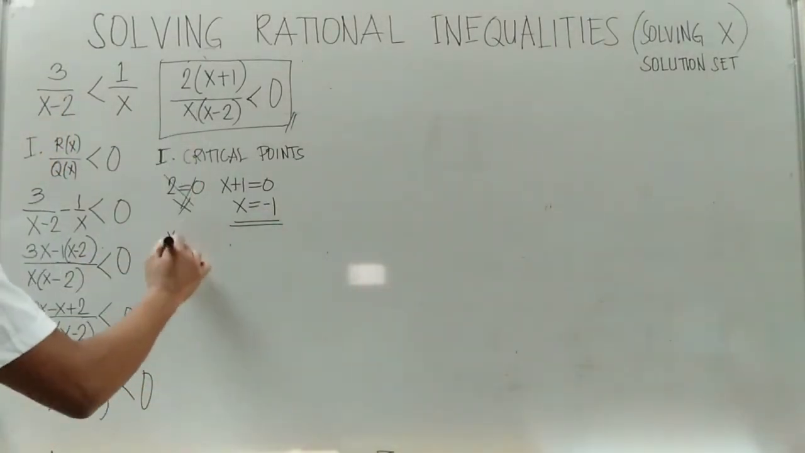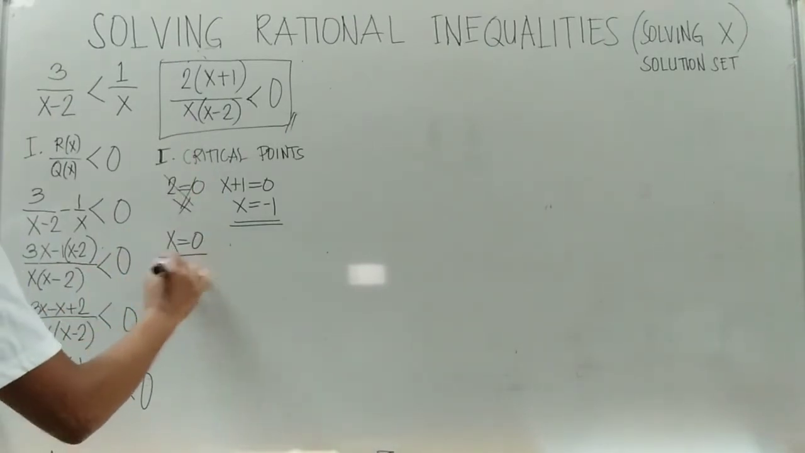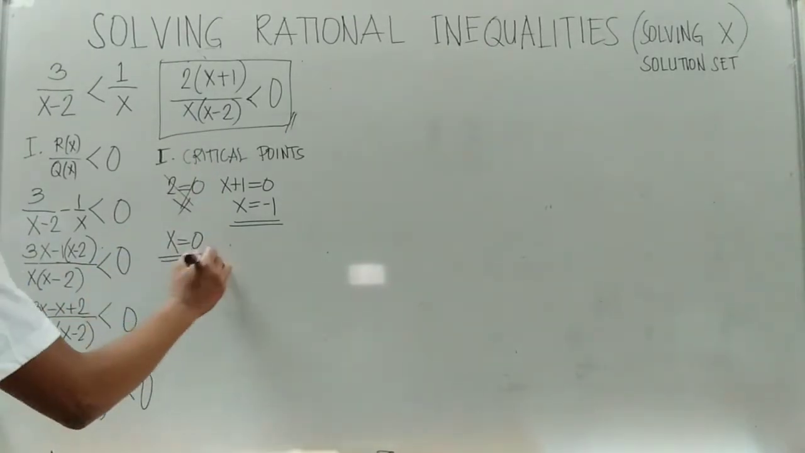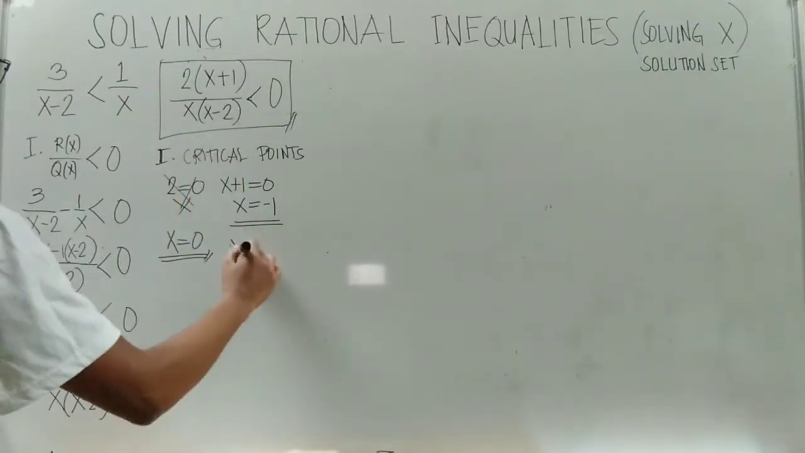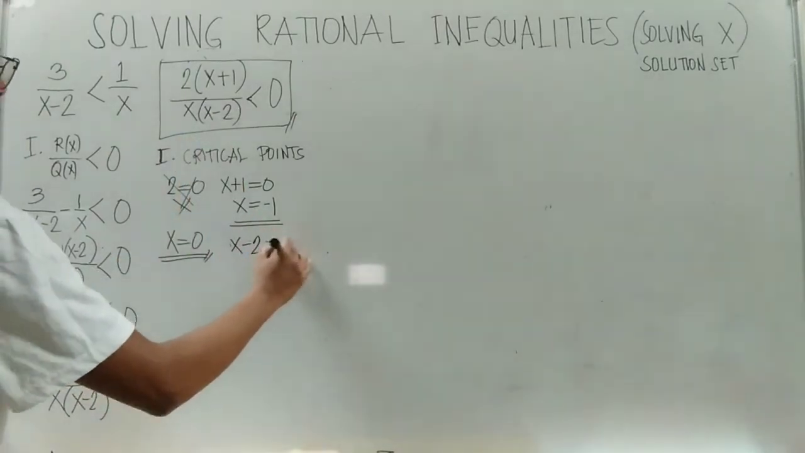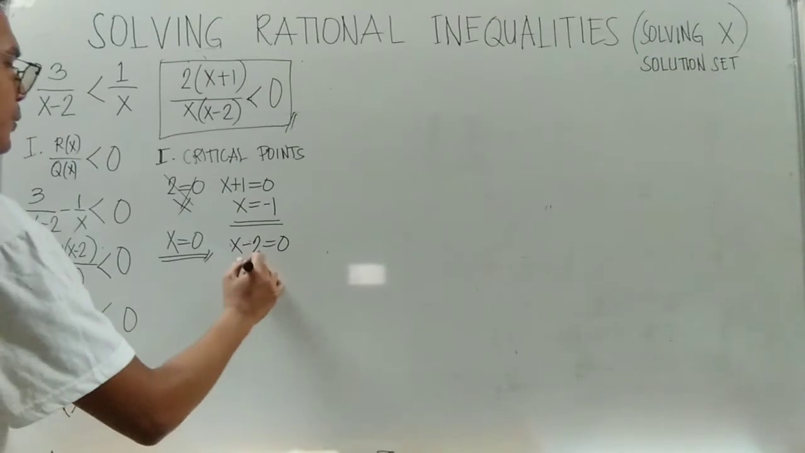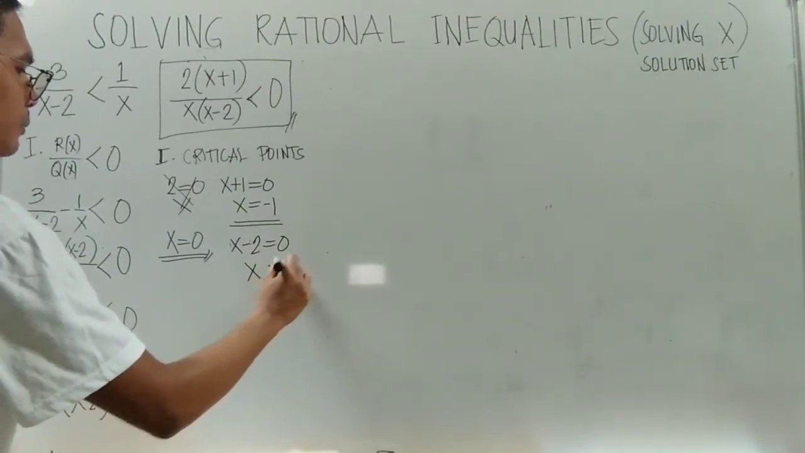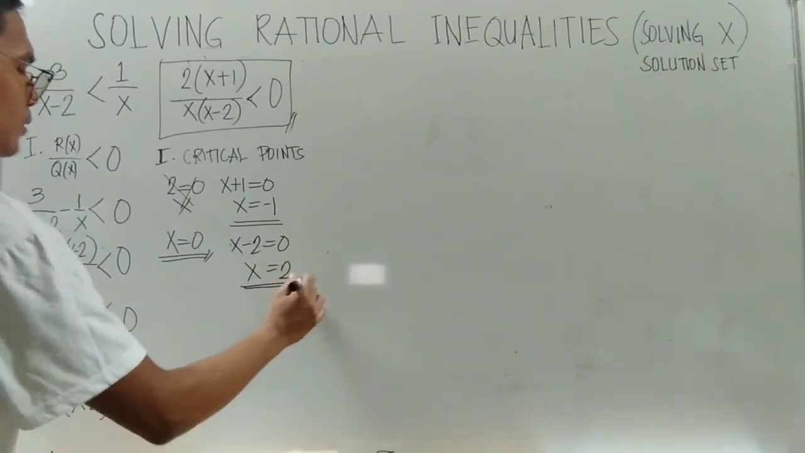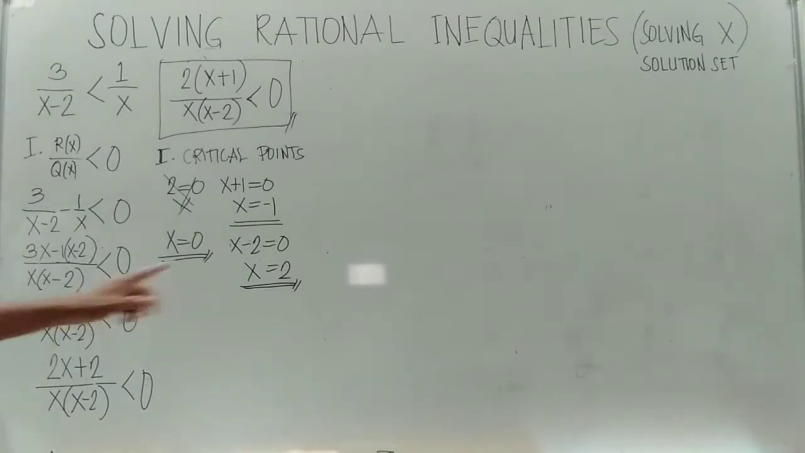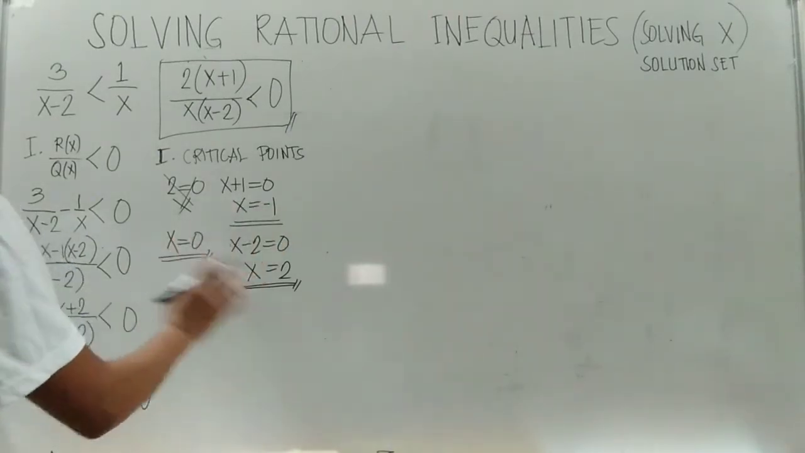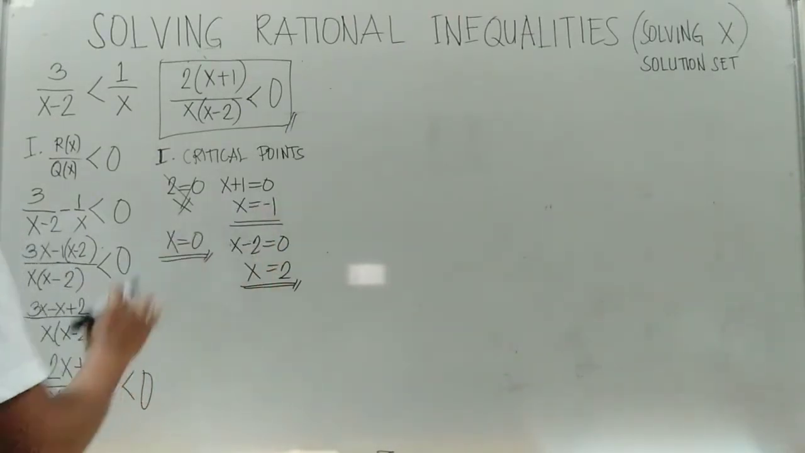Then you have your x as a factor for your denominator equal to 0. So we will solve this one or use this one. Then another factor is x minus 2. Then equal to 0. So you have x equal to positive 2. So we have 3 values that we have to remember. Okay? So let us check whether these values are included or not.